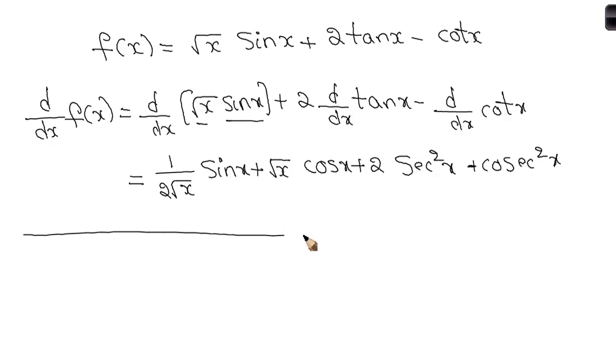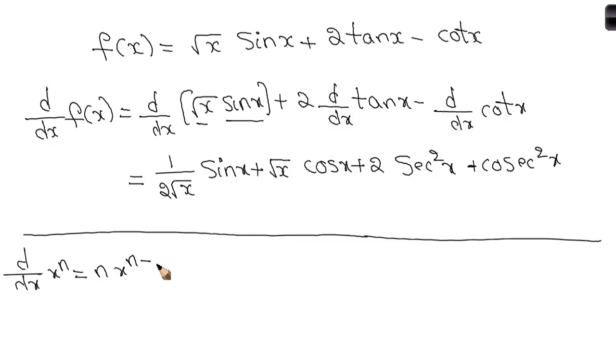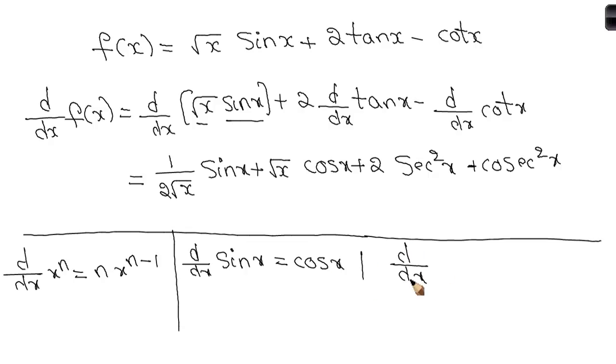So just to recap, you have learned the power rule. The derivative of the power rule is n into x power n minus 1, and we have learned the derivative of all six trigonometric functions. So derivative of sin x is cos x, derivative of cos x is minus sin x, derivative of tan x is secant square x, and derivative of cot x is minus cosecant square x. Derivative of secant x is secant x into tan x, and derivative of cosecant x is minus cosecant x into cot x.